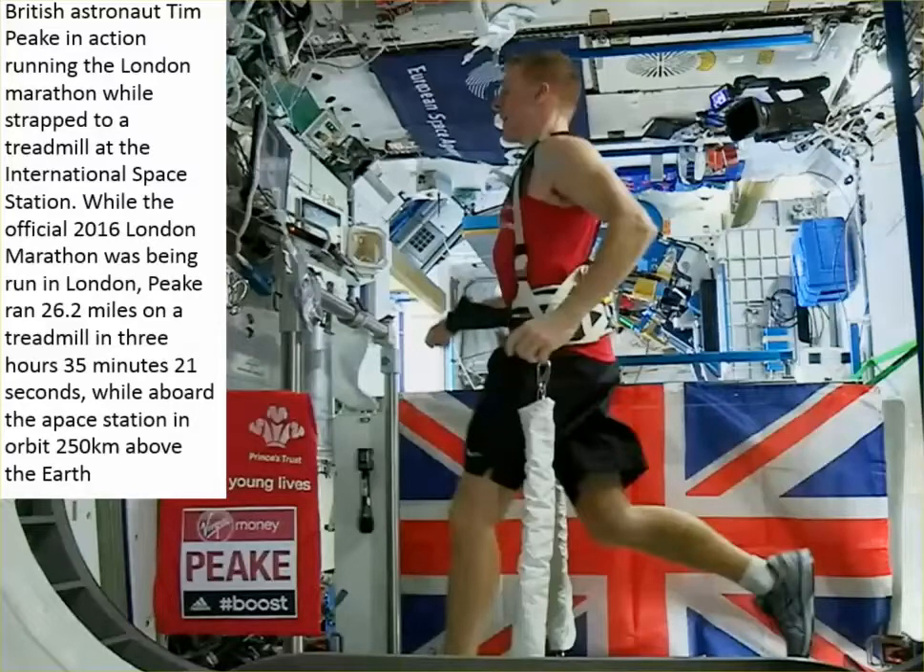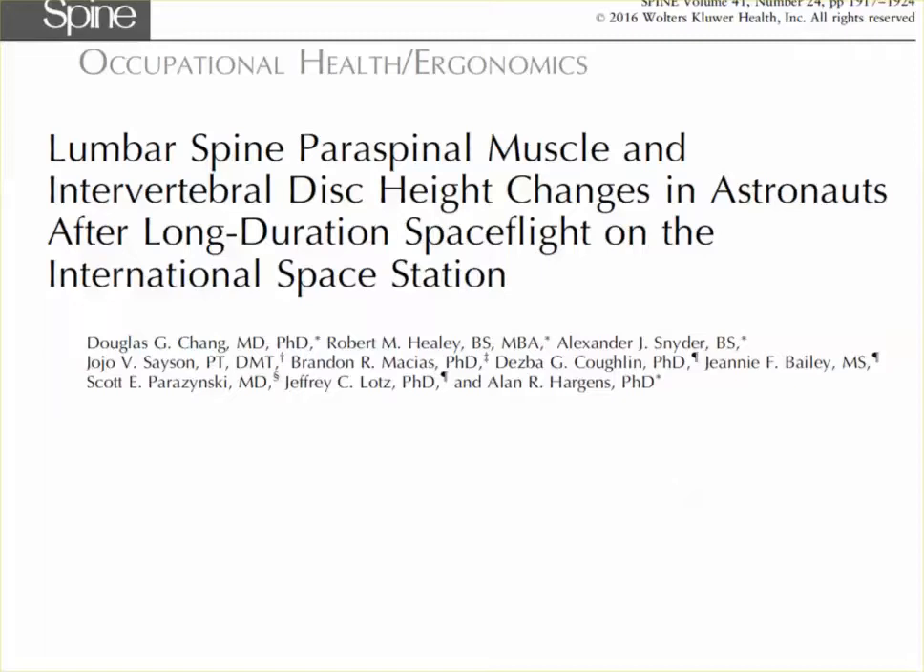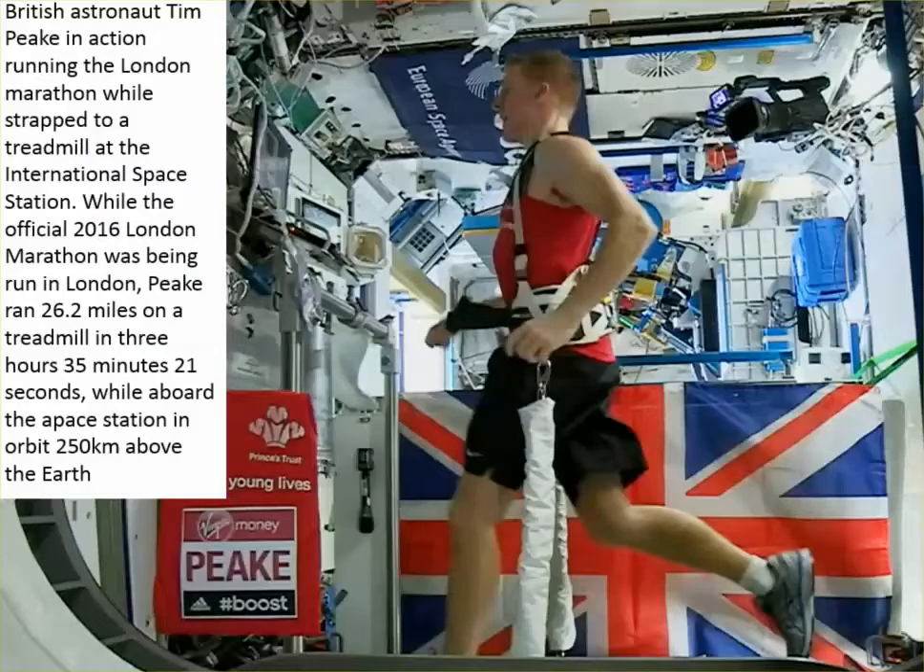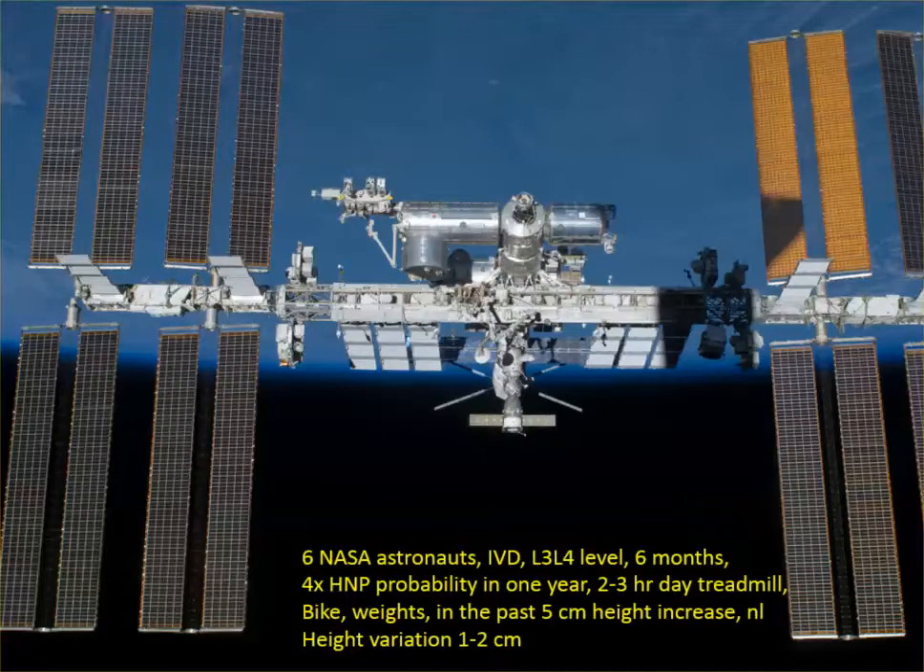And last year there was a study studying the spine in astronauts. He was weightless. You can see, look, they have him strapped down. It's interesting. So the spine was studied in astronauts. They studied six astronauts, and they studied the intervertebral disc at the level of L3, L4. These were astronauts that were in the International Space Station for 6 months.